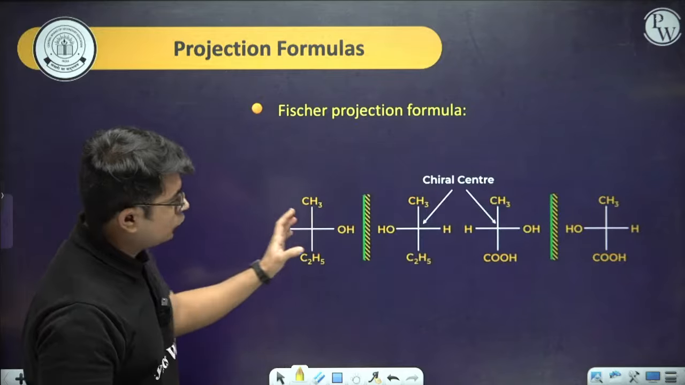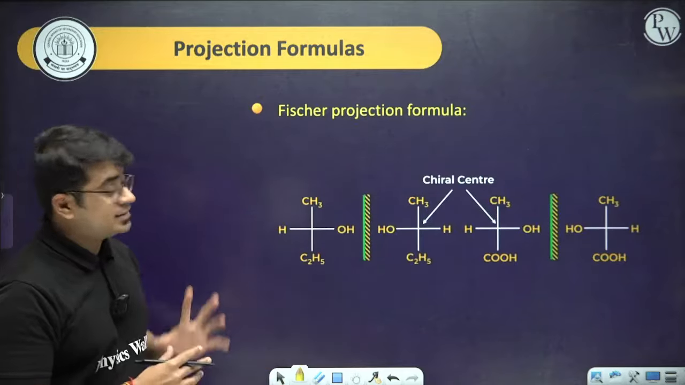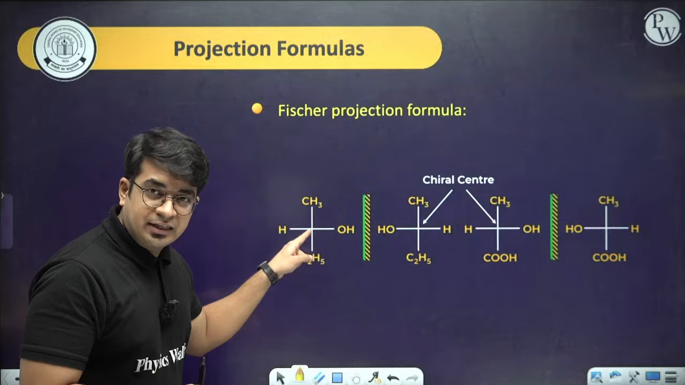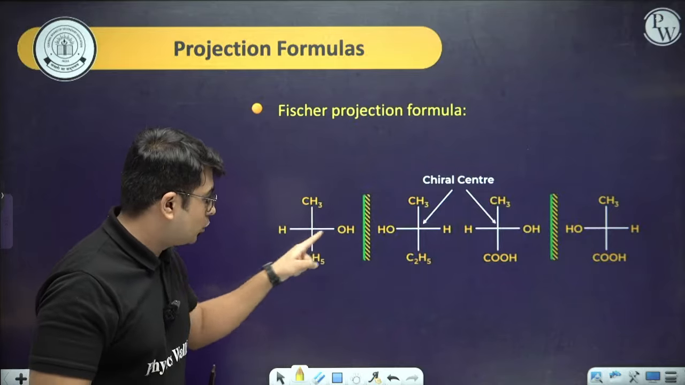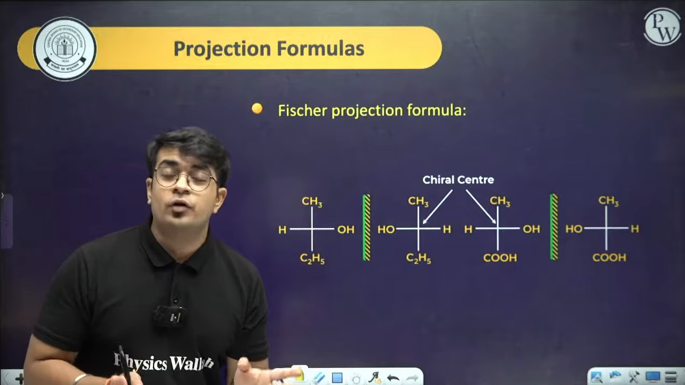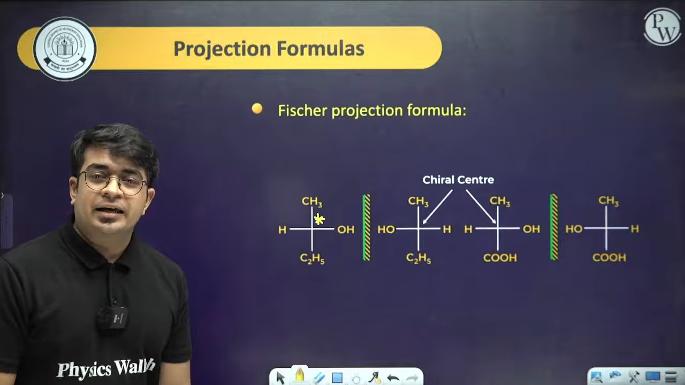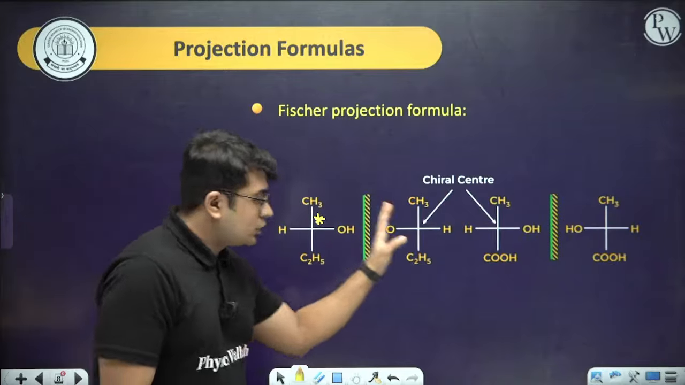Now, if you look at this entire part, this is exactly the same type of representation. And you can see that this center carbon, the intersection point, is connected with CH3, OH, C2H5, H. All the 4 atoms are different. Definitely, that part is going to be the chiral center. So, it's going to show the mirror image.